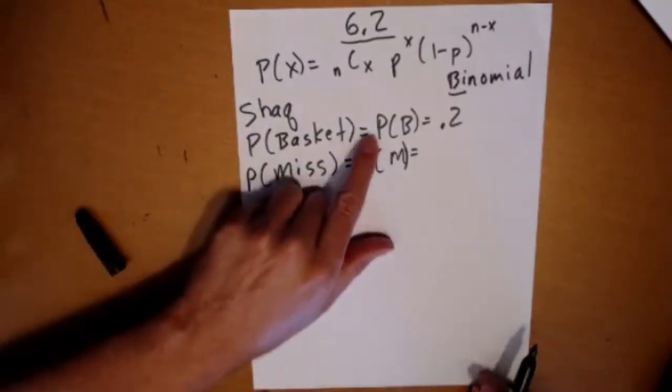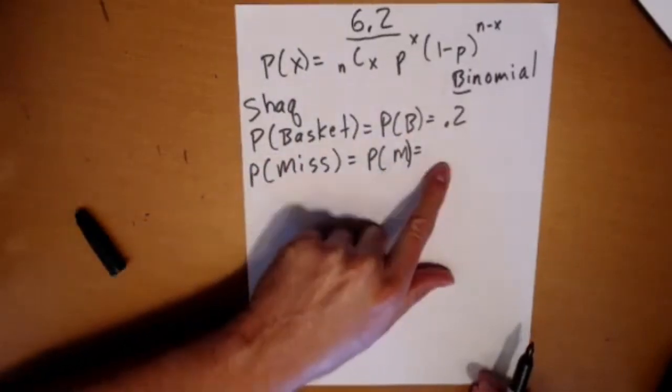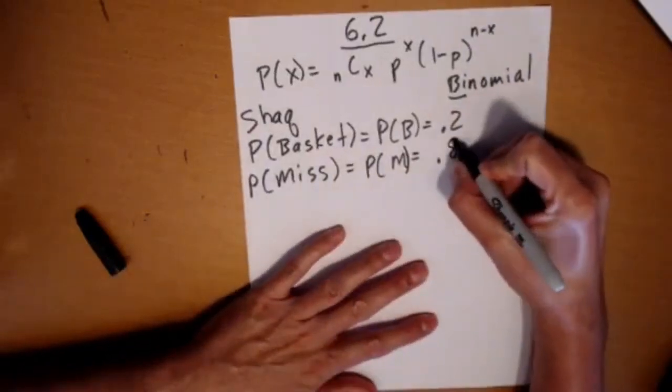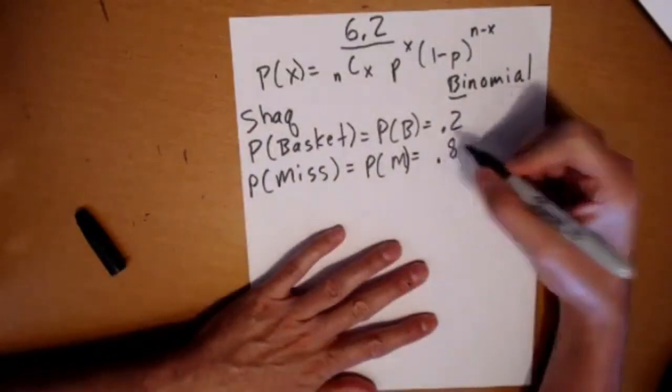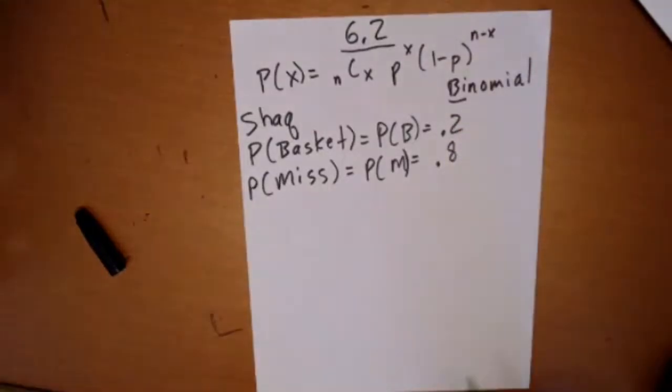So if the probability B, you make a basket, is 0.2, the probability that you miss, M, must be 0.8, because they have to add up to 1. So you see how these two have to add up to 100%. So every situation, it's either this or that. It has to add up to 1.